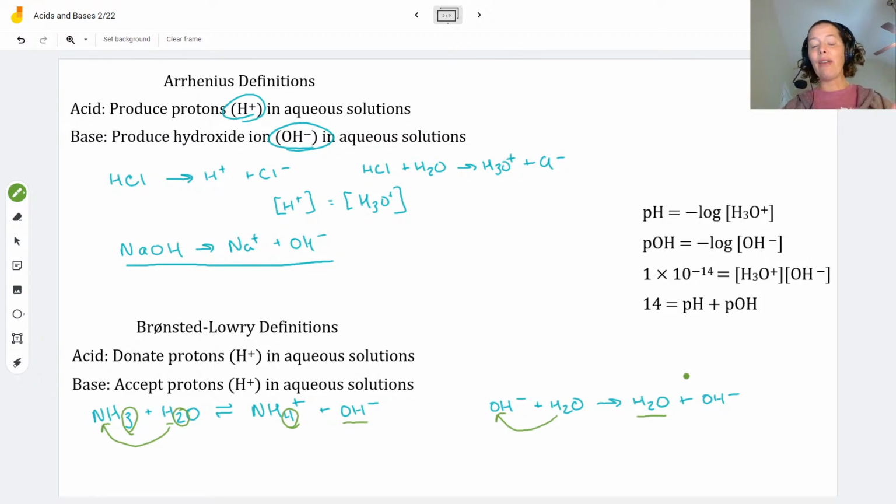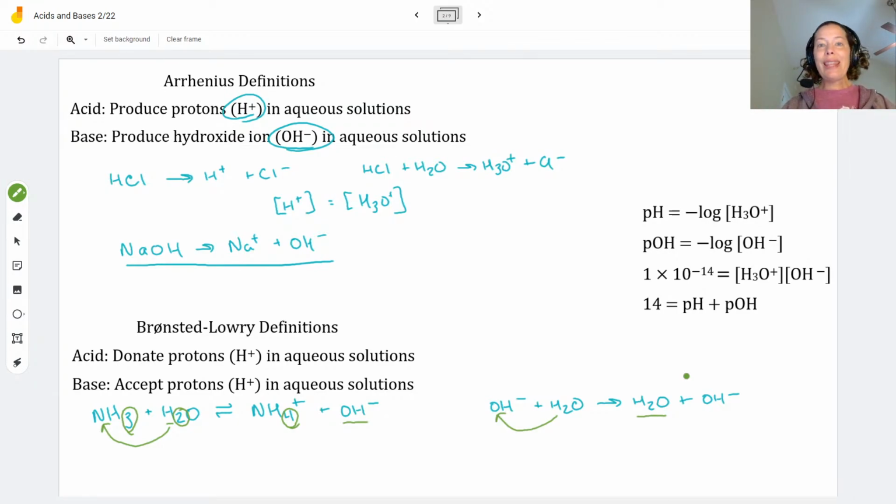And obviously, if you had an acid in solution with the hydroxide, then it would take the proton from the acid. But at this point, for the definitions, I'm just working with an acid in aqueous solution or a base in aqueous solution. We will do the neutralizations in just a little while.